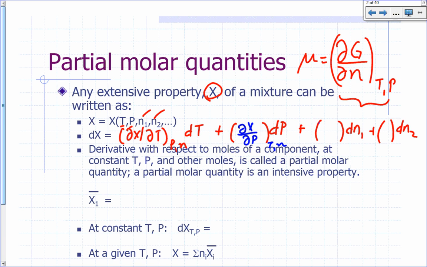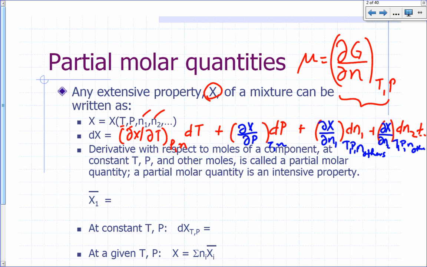Okay, this thing right here would be the partial derivative of X with respect to number of moles of component 1, holding temperature, pressure, and the other number of moles, we're just going to call this n others, constant. And this thing right here would be the partial derivative of X with respect to n2, moles of component 2, at constant temperature, pressure, and number of moles of other components. Okay, and then you have additional terms there depending on how many components you have.